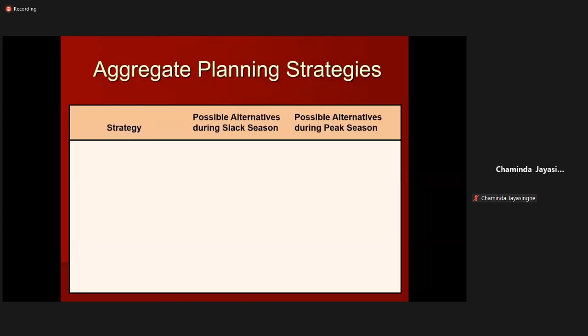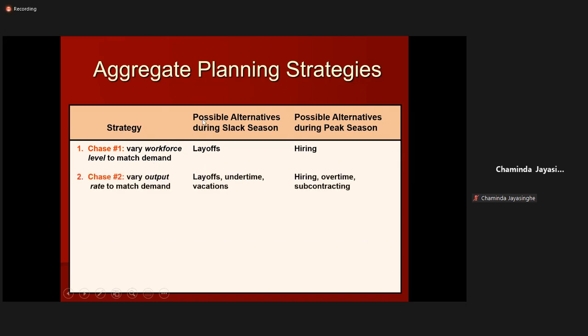Aggregate planning strategies. Chase strategy. Chase one: we vary workforce level to match demand. The strategy works by following the demand. Possible alternatives during slack period: you lay off. Alternatives during peak season: you hire.